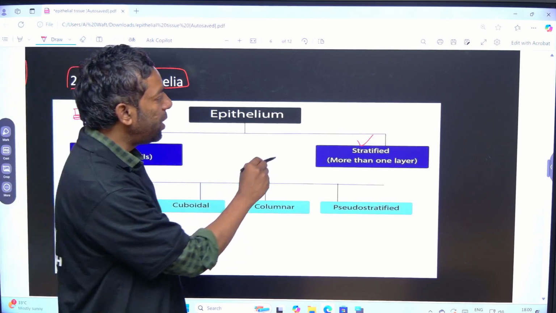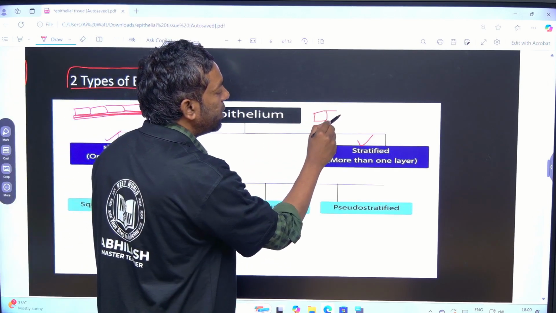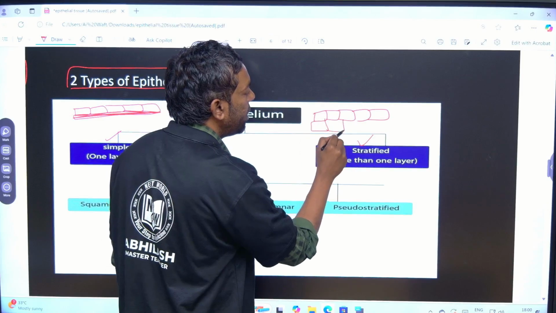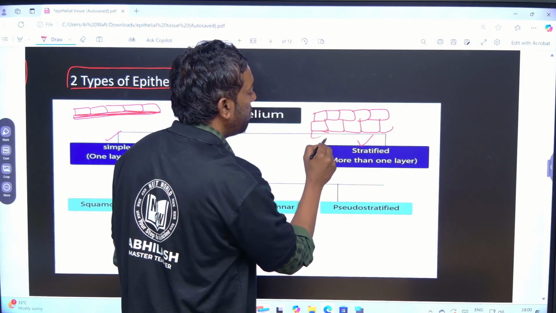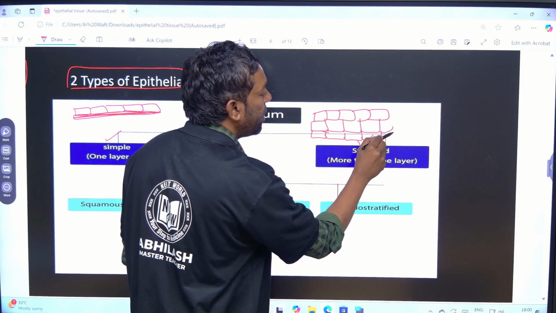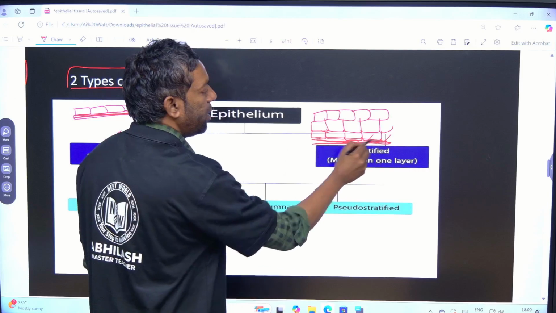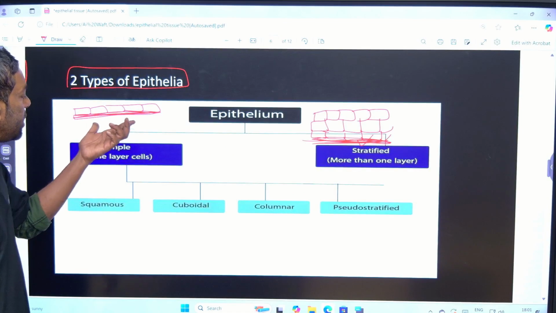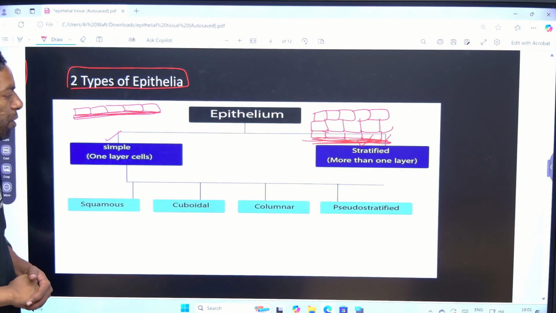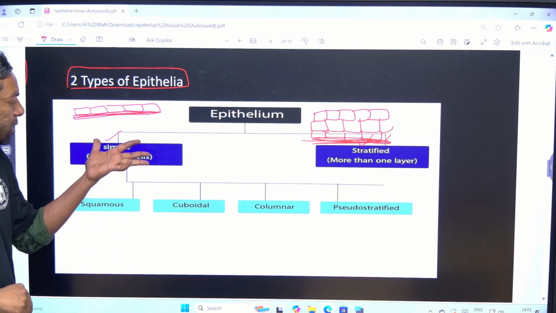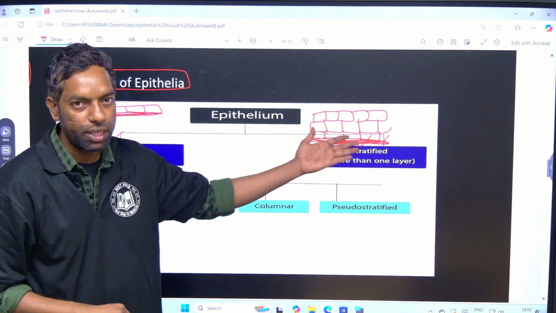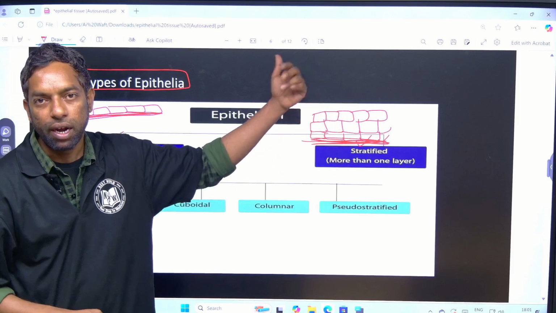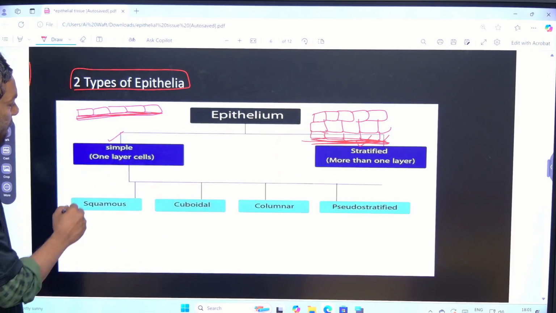Stratified means there is a series of multi-layered cells. This is one layer, and this is one layer, and this is one layer, up to the series, with a basement membrane. This is multicellular, stratified, and simple means a single layer of the epithelial tissue. There are 2 types, simple and stratified. Simple means there is a single layer, stratified means there are multiple layers.